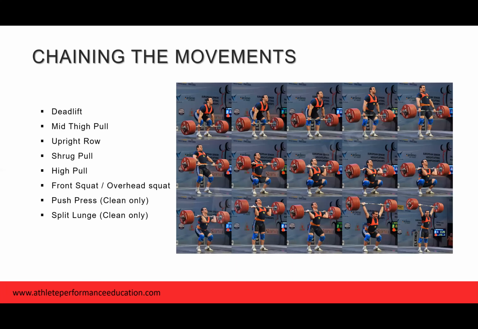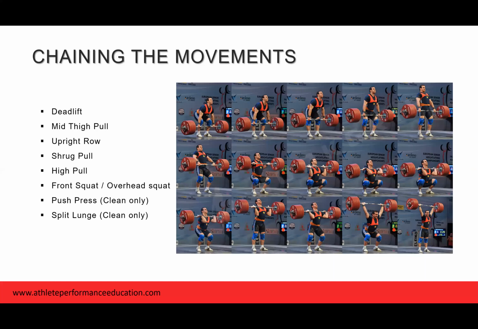So looking at the chaining of movements. So basically we're starting from the ground. Now in this example, we're going to break down both the clean and snatch at the same time, as for the majority of it, the chaining of the movements is the same. The main difference is the grip. So for the snatch, they're going to have a wide grip. And for the clean, they're going to have a front squat grip or just outside shoulder width.